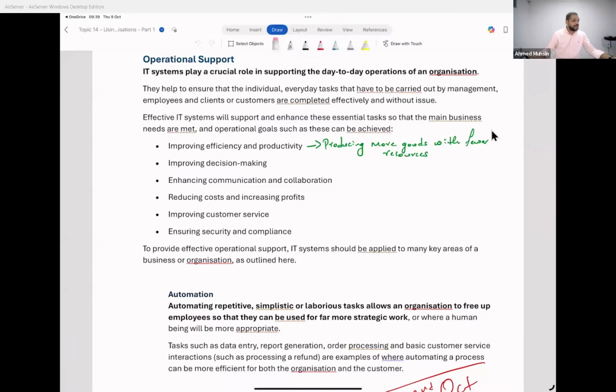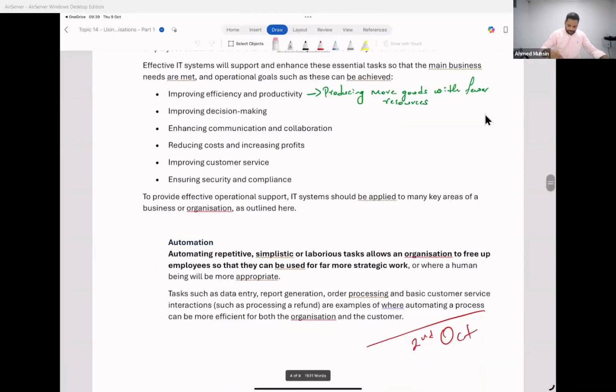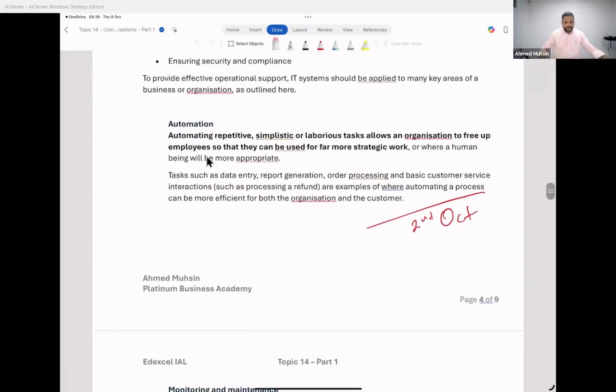Any other examples? Nobody gave an example from your side, Nadishan, where it's happening automatically. There is no human involvement as such in it. Nothing at all. So read this second paragraph and see if you can come up with any examples. Tasks such as data entry, report generation, order processing, and basic customer service interactions.